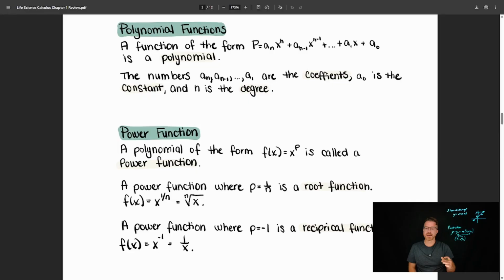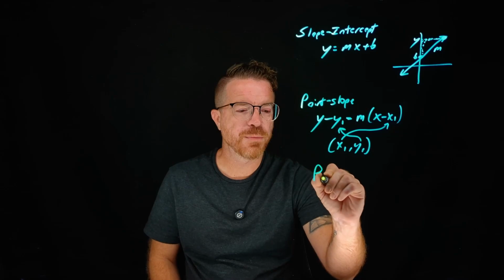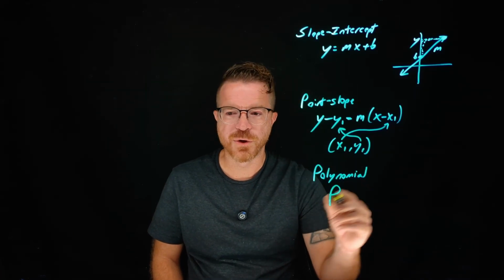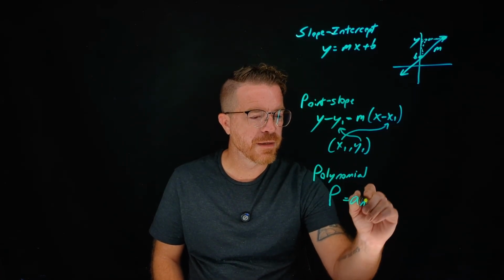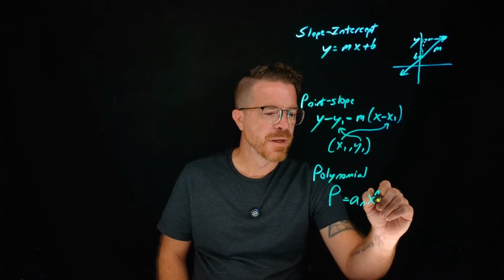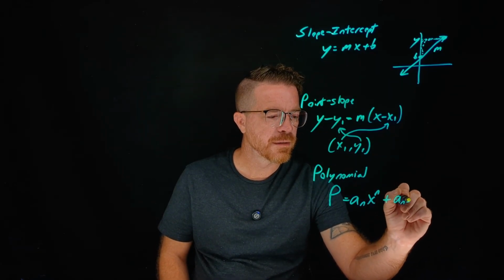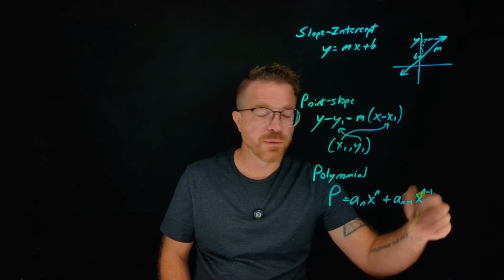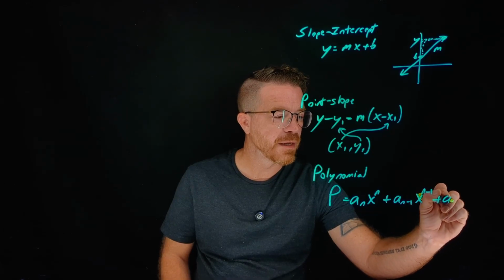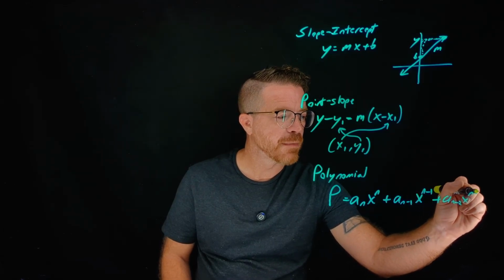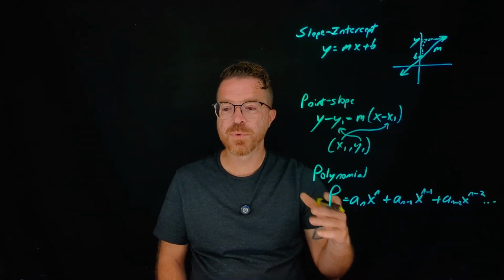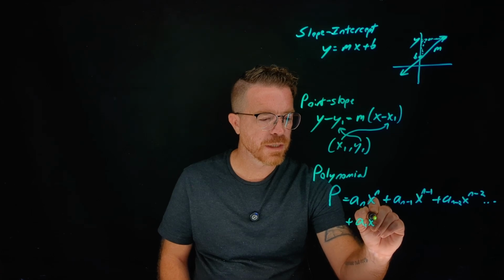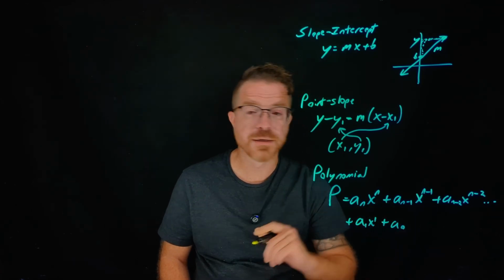The next kind of function we want to look at is called a polynomial function. A polynomial function is just going to have the form, p for polynomial, equals a_n x to the n power plus a_(n-1) x to the n minus 1 power. And then we would go on and on, right? So this would become a_(n-2) x to the n minus 2, and we do this until we get down to plus a_1 x to the 1, plus a_0.